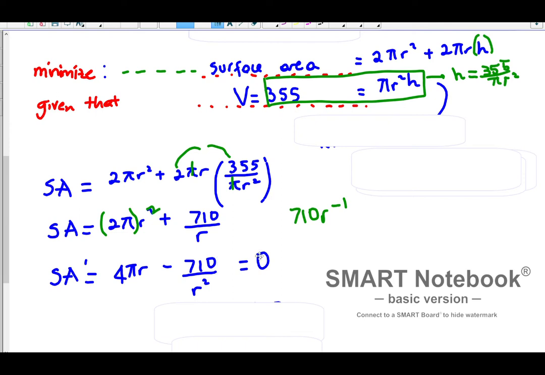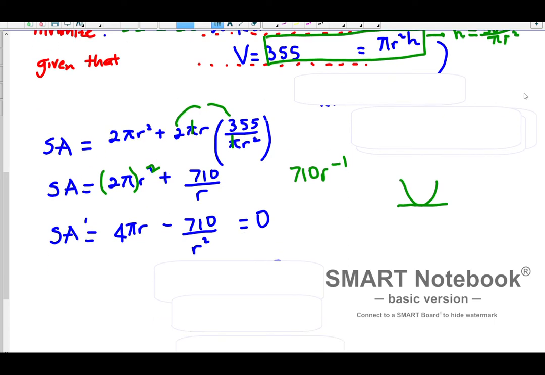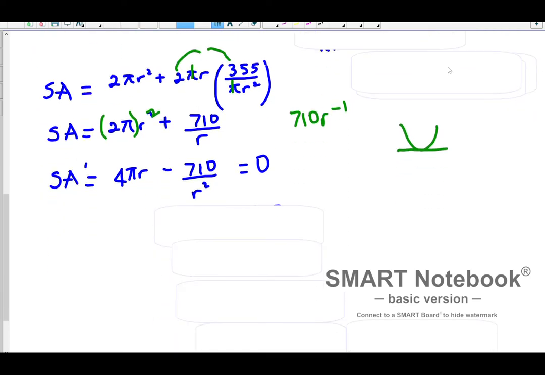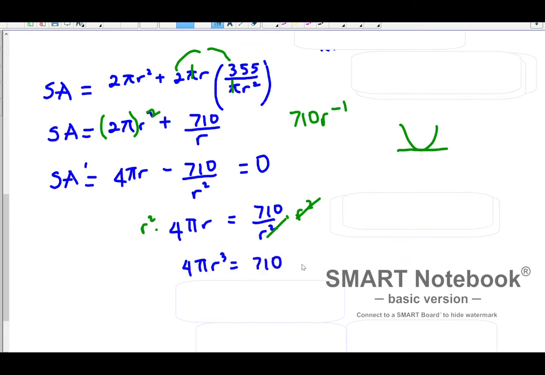So I'm setting this equal to 0 because as always, I'm looking for points where slope equals 0. So those are the points, hopefully, that will pinpoint to us where the minimums are for this question. So now to solve this for r, I'm going to add 710 over r squared to both sides, so it appears on the right side. Multiply both sides by r squared. So on this side, r squared will cancel. On the other side, r squared times r will be r cubed. So you can have 4 pi r cubed equals 710.